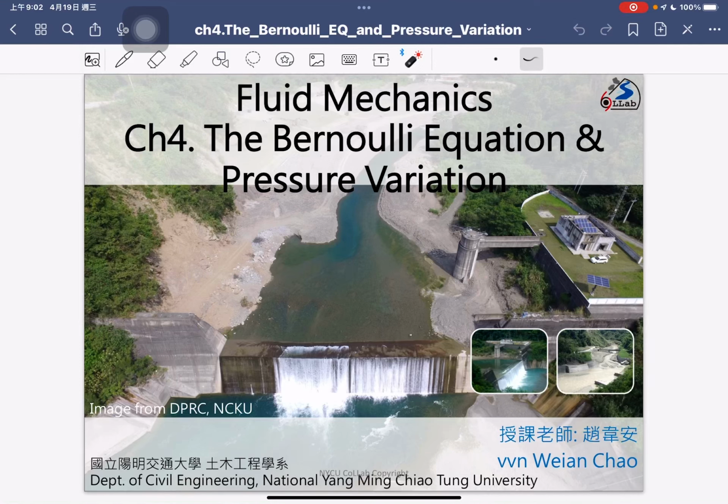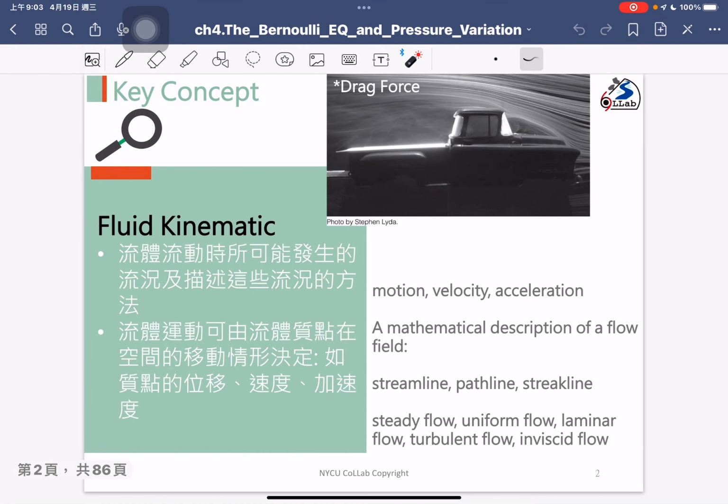Okay, so as you can see, this is our chapter 4, and starting from this chapter, we move the topic from the hydrostatic to kinematic. Most of the topics involved in the following slides are related to kinematic problems. So the title is the Bernoulli equations and the pressure variance. The slide just shows some key concepts for this chapter.